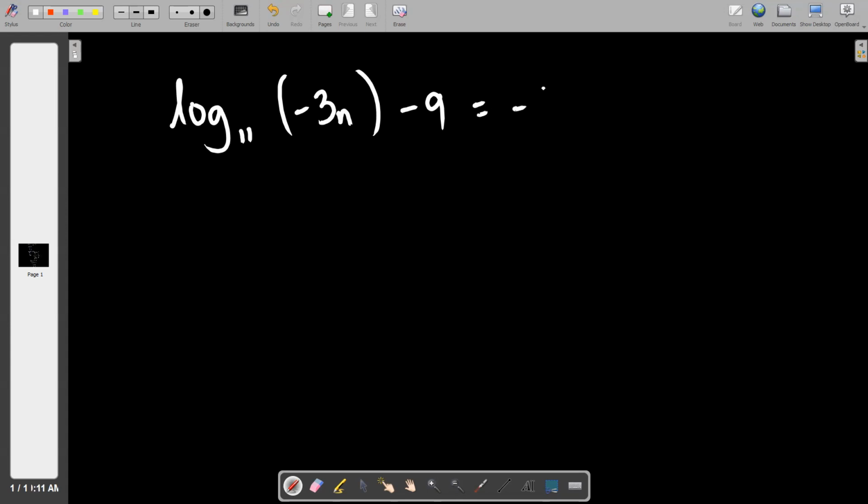I'm leaving every example in because I wrote them for a reason, and I just need to trust myself that they're all here for a reason. So this next one might feel like a repeat, but I'm sure that it's not. So we're going to do log base 11 of negative 3n minus 9 equals negative 11.